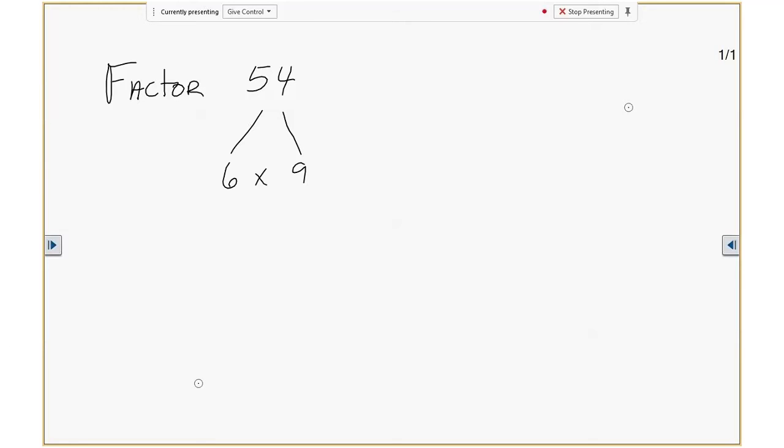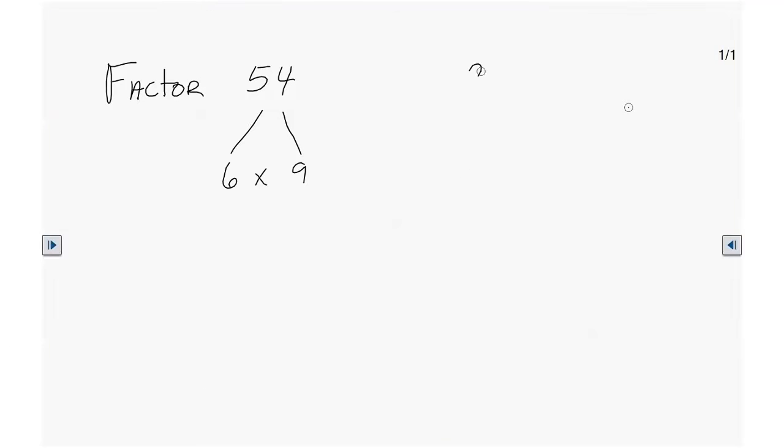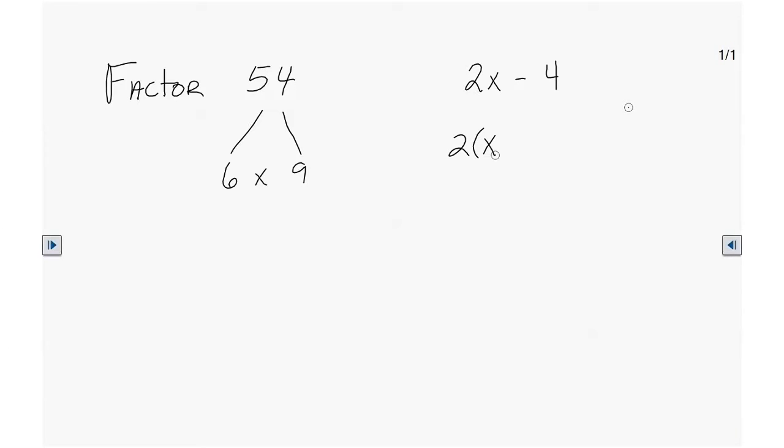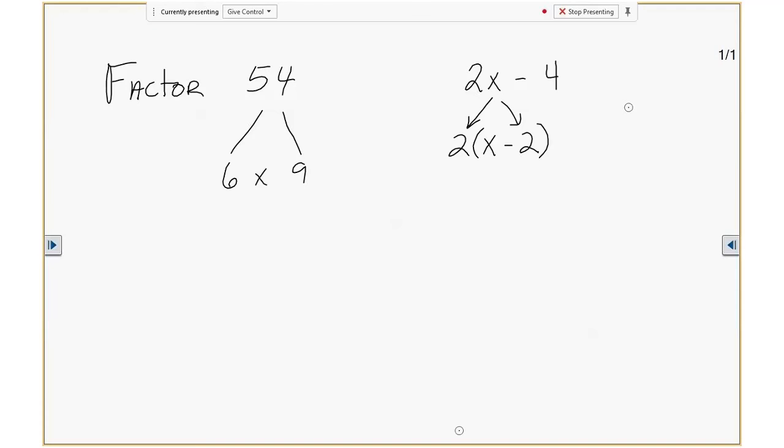What about here? Well, that problem right there, you can factor out a common. So we've just broken it up into its two factors.